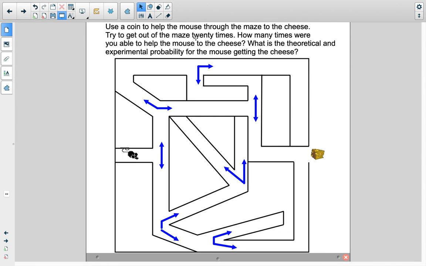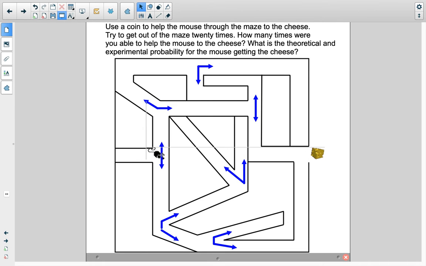Try to get out of the maze 20 times. We're not going to do that. How many times are we able to get the mouse to the cheese, and what is the probability? So what we're going to do is take our little mouse here, and we're going to pretend that we're flipping a coin. I don't have a virtual coin flipper, but we're going to pretend we flip a coin.